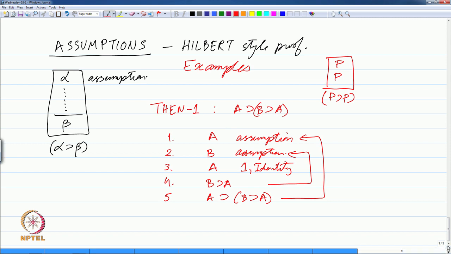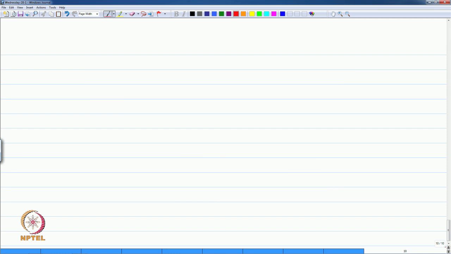Let us look at a couple of more examples. So, in higher levels of assumptions, the previous assumptions can be used as identity. Yeah, so let us look at this example and it will make things clear, or maybe we will show then 2 as a proof for then 2.